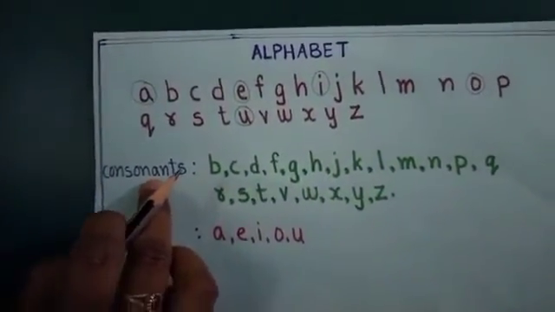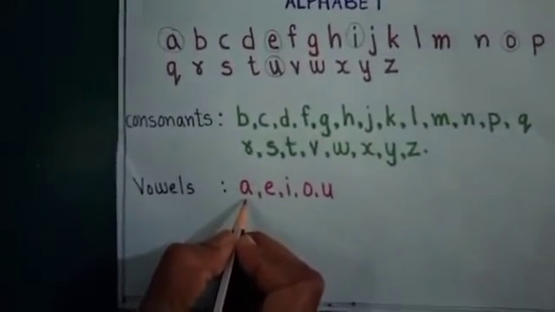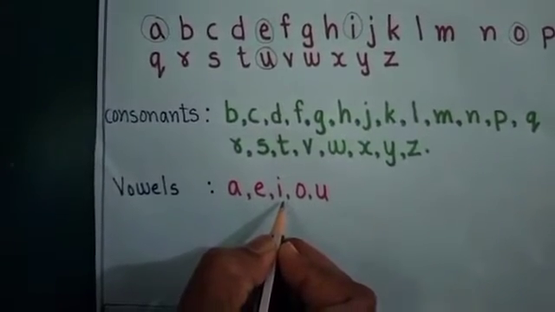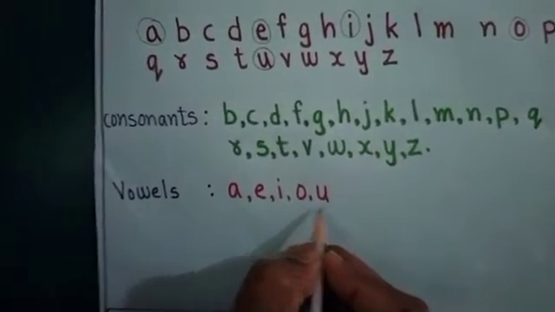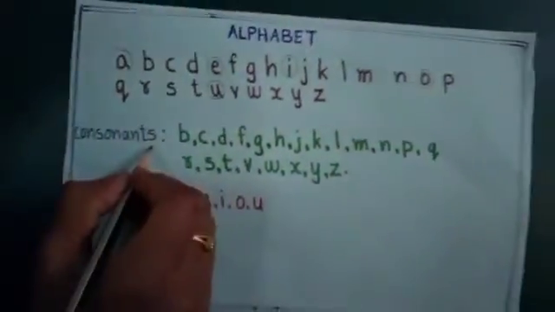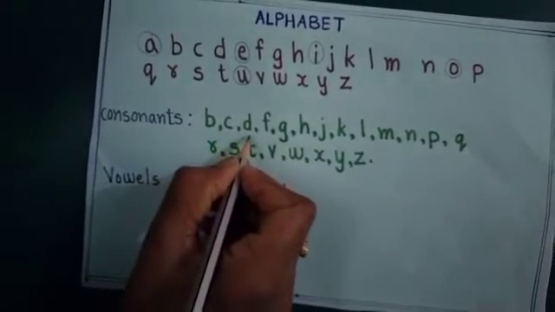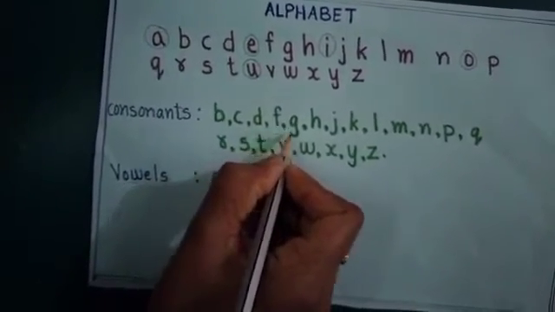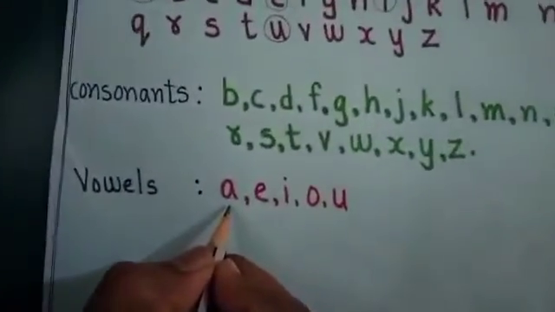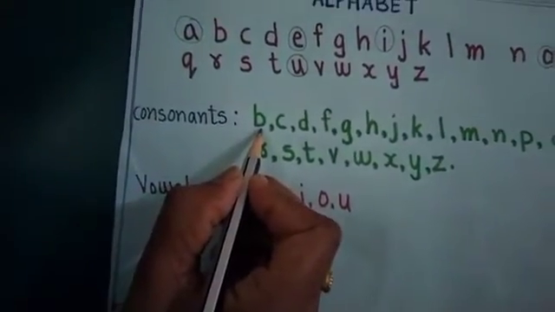Now see pronunciation of vowels. See how we are pronouncing: A, E, I, O, U. Now see pronunciation of consonants. Simply we are telling B, C, D, F, G. To pronounce vowels, we are taking more time. A. See, consonant B. Simply we are telling.